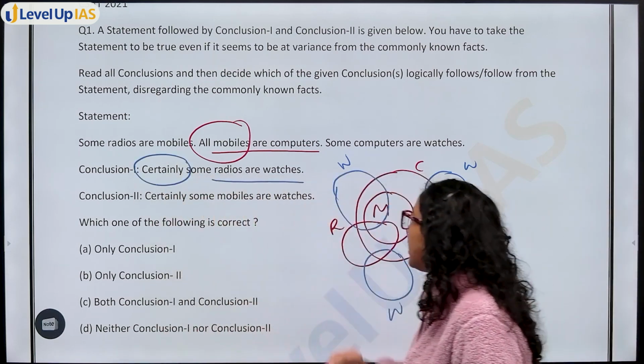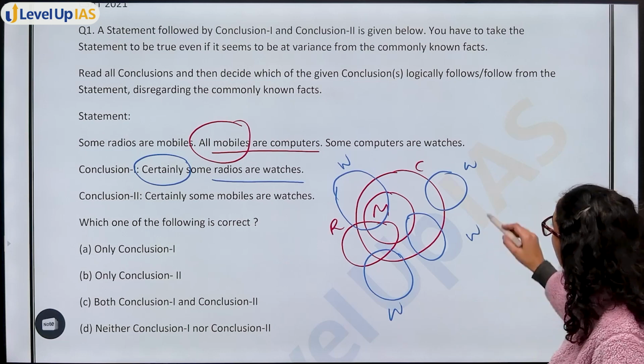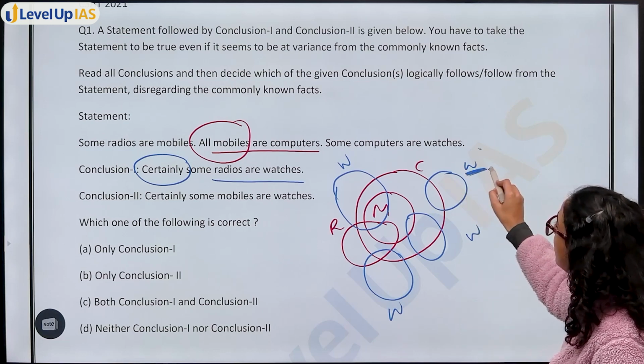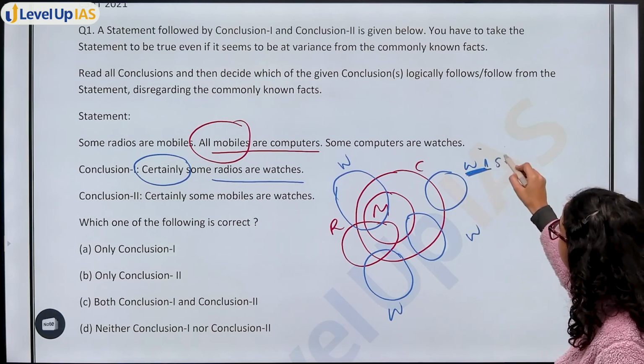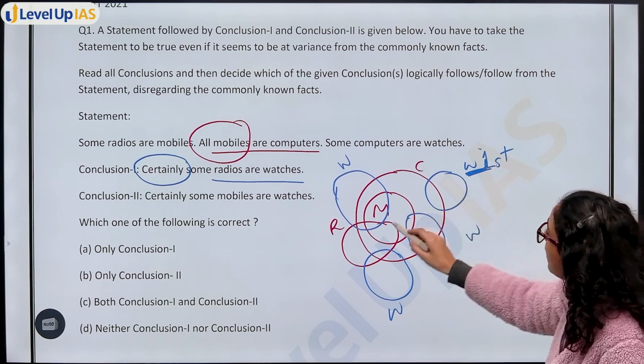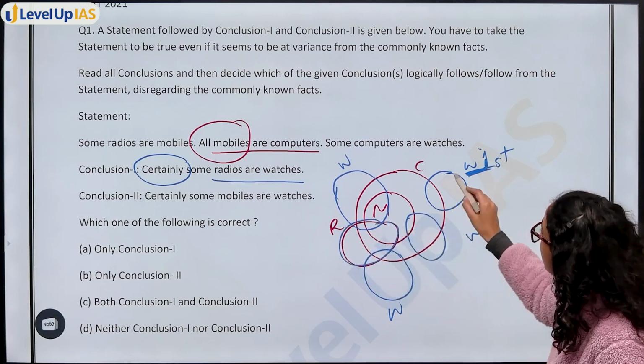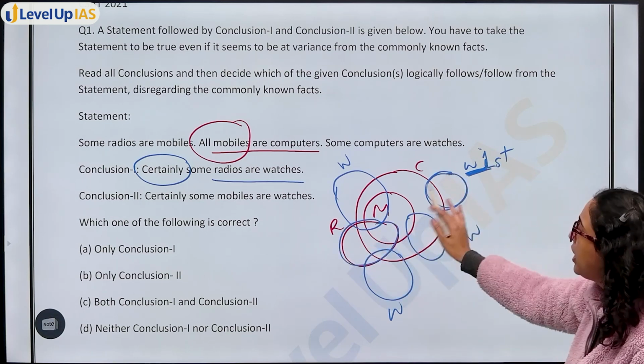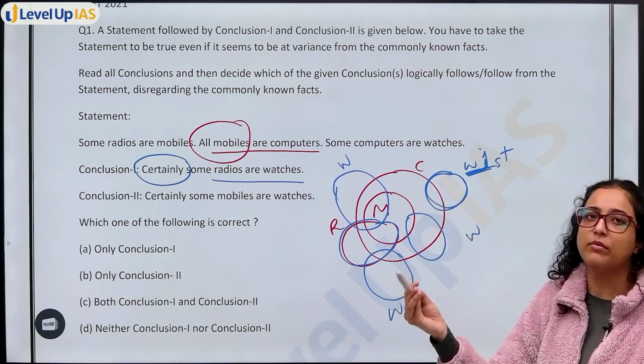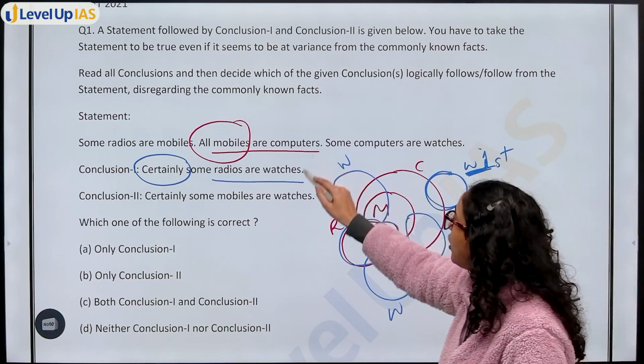Certainly some radios are watches. No, if you take watches here, take this case, the first case. In this case, radios are here, watches are here. There is no common thing between them. Certainly some radios are watches. No, this is not true.